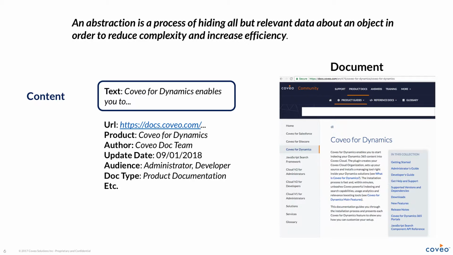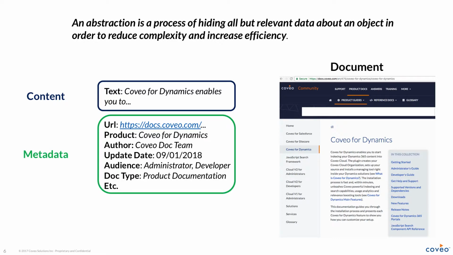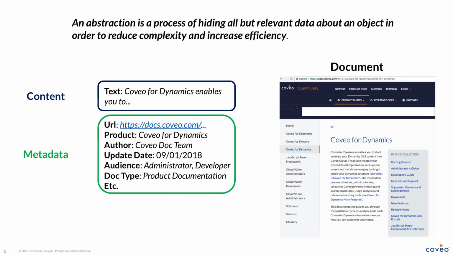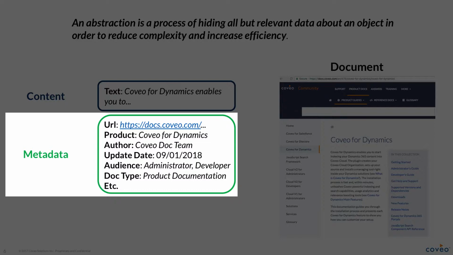All of these elements, the URL, the author, the updated date, the audience, etc., all have something in common. They all represent information about the document. And this is called metadata. Notice the difference here. Content represents what is contained inside the document. Metadata, on the other hand, gives us information about the document itself and its content, like the author.